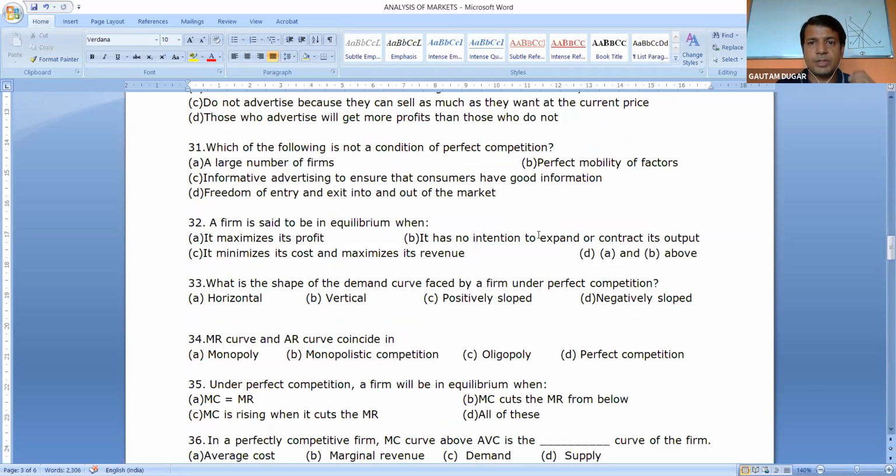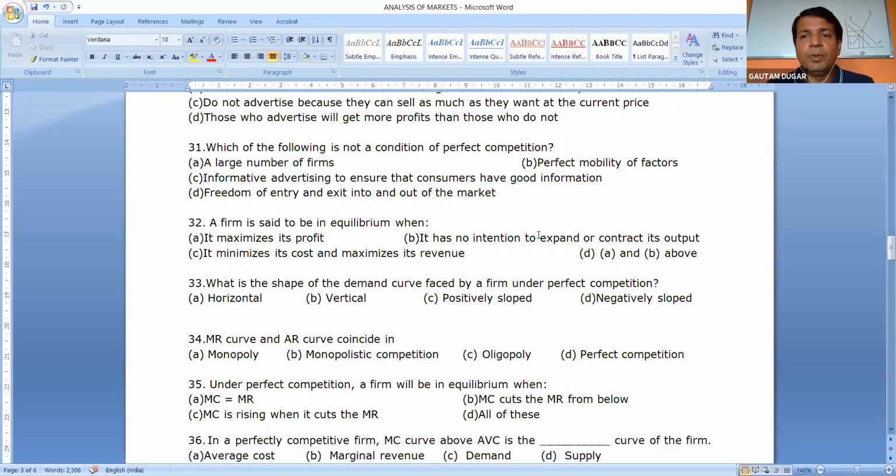Which of the following is not a condition of perfect competition? 31. We discussed 30, the answer was C. Now we are discussing 31. Which of the following is not a condition? Obviously, C is not a condition. Again, you are going wrong. Don't be too fast.